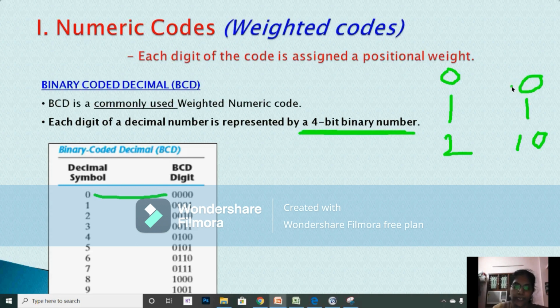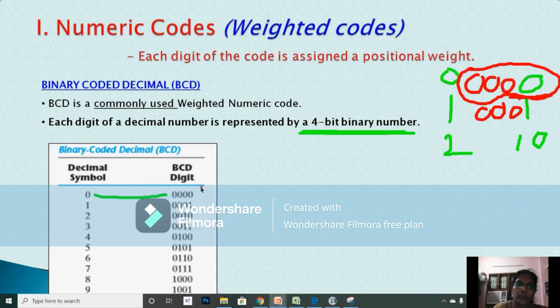Understood? So how will you make this 0 into 4 bits? Add enough zeros on the left, three more zeros, then you can convert this 0 into 4 bits. Now for this 1, on the left side I am giving three more zeros. For 2, the original binary is 10; to make it 4 bits, you add two more zeros on the left. Likewise for 3 and the others, in 4 bits.